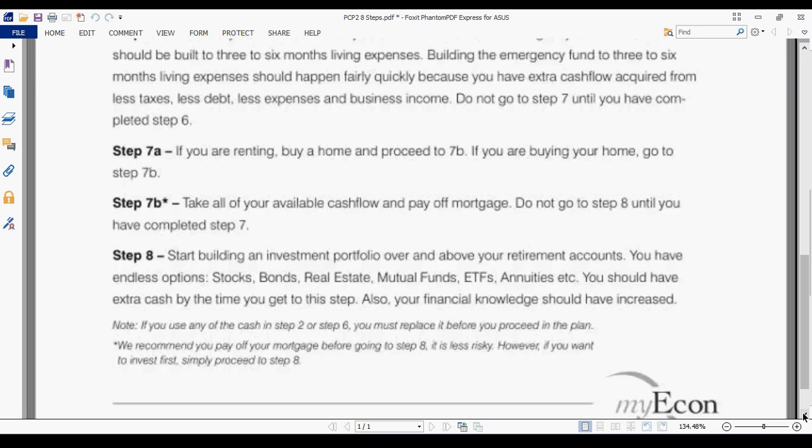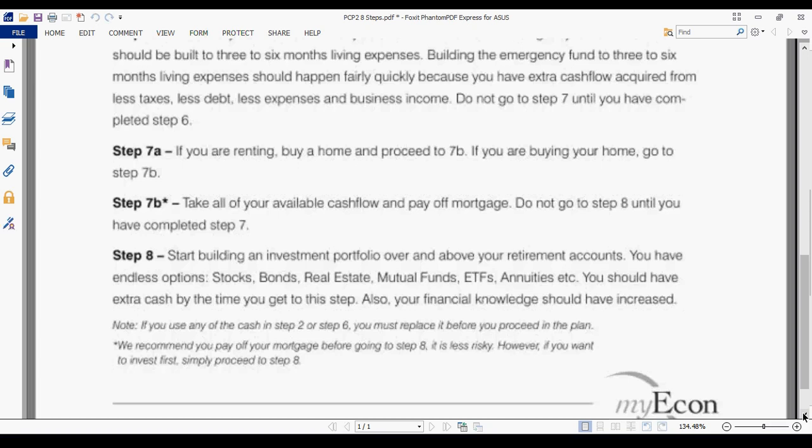Step number 8 says, start building an investment portfolio over and above your retirement account. You have endless options: stocks, bonds, real estate, mutual funds, ETF, annuities. You should have extra cash, plenty of extra cash, by the time you get to this step because you've paid off your home, guys. Also, your financial knowledge along the way should have increased.